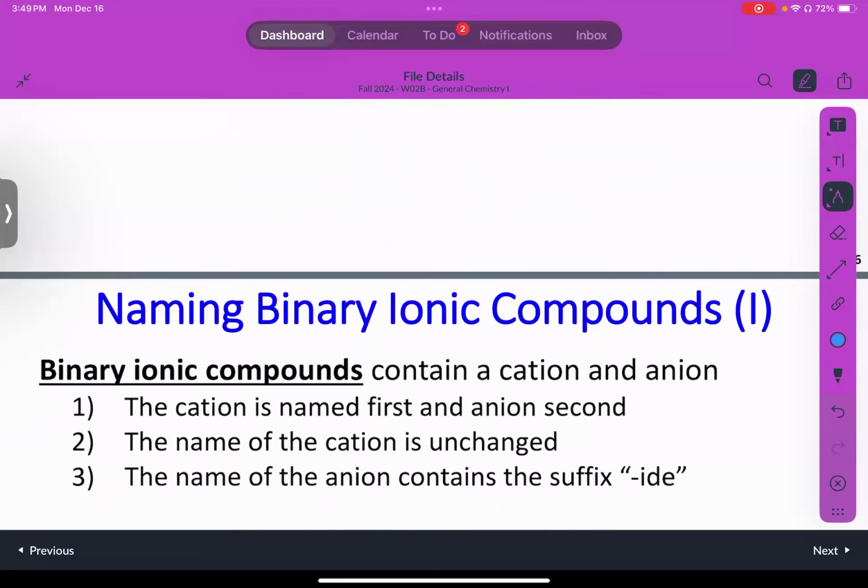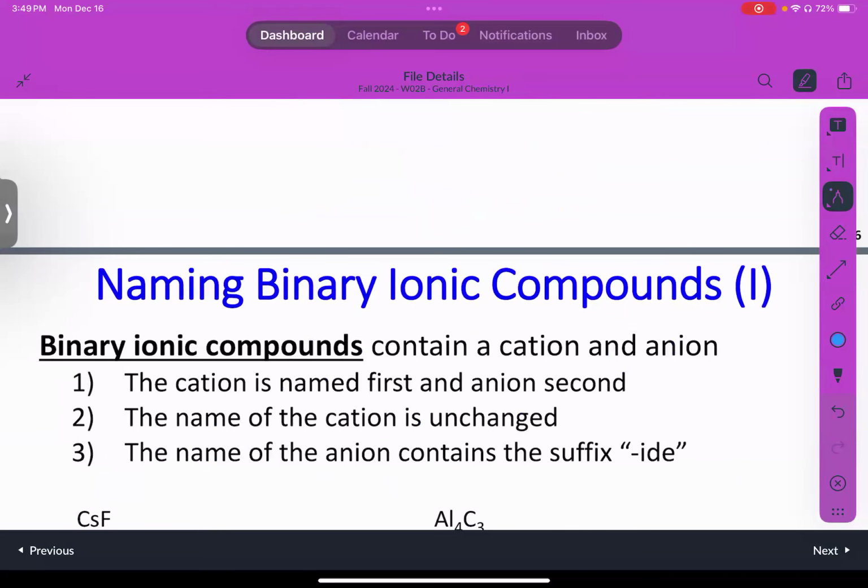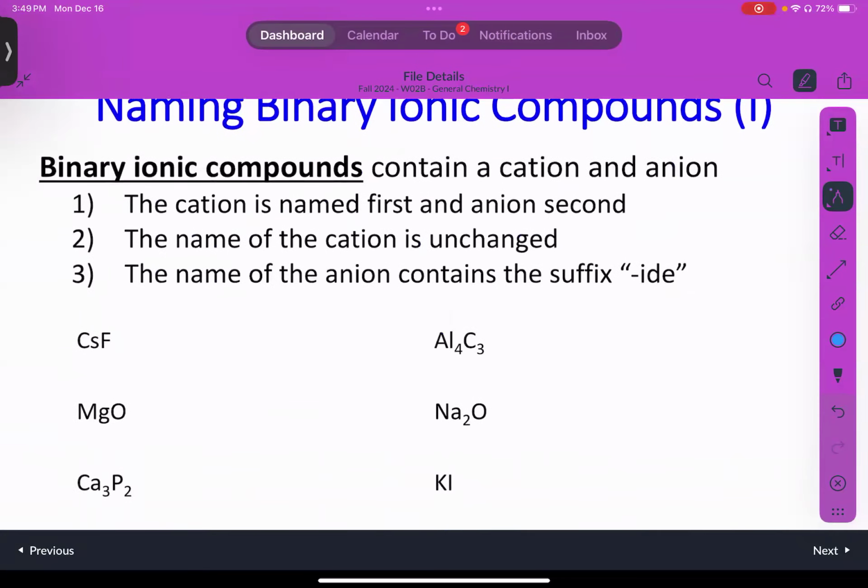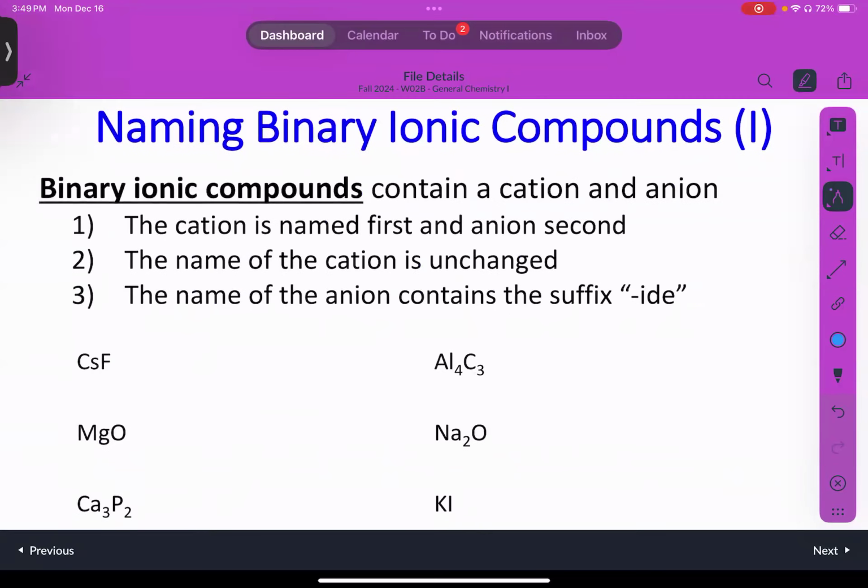All right, so nomenclature. Anyone have any questions so far? Okay, you guys are all vibing, I see. Okay, it's good. I hope you guys have wonderful holidays and breaks and whatnot.